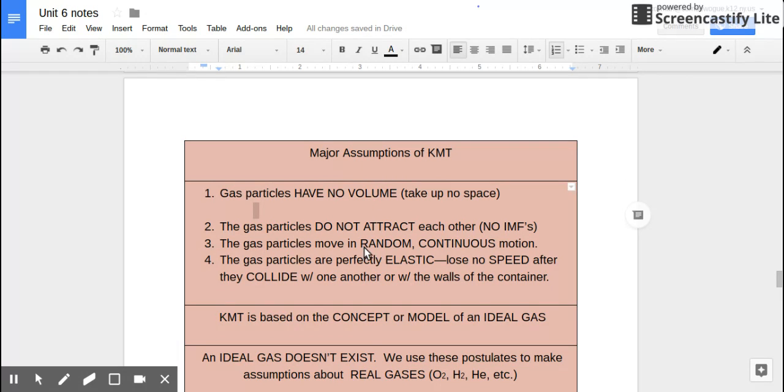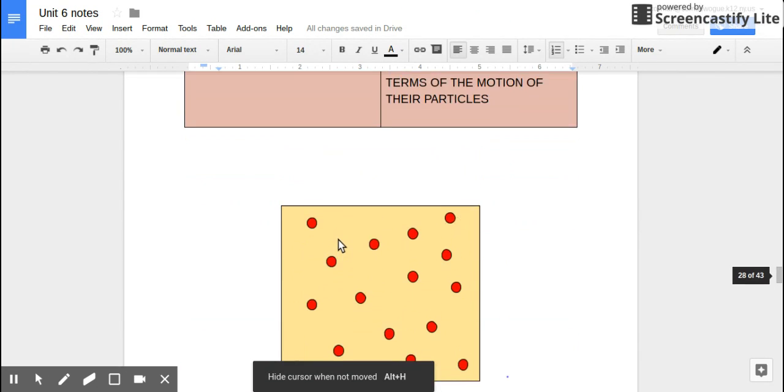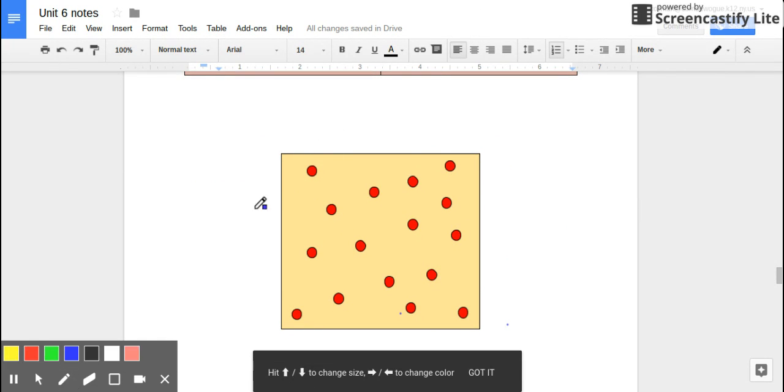The third one is that these particles are randomly and continuously moving within this box. Each one of these particles is moving, and it's moving, and it's moving.